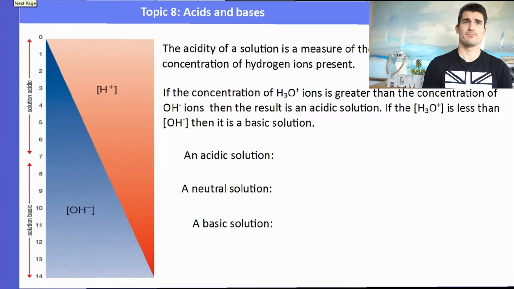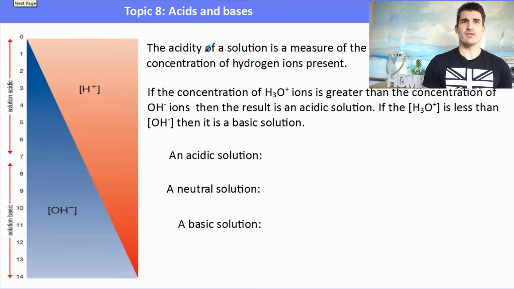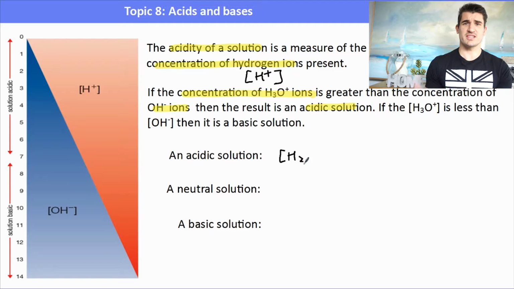So the acidity of the solution is a measure of the concentration of the hydrogen ions present. That is, the H plus ions or H3O plus ions. If the concentration of H3O plus ions is greater than the concentration of OH minus ions, then we say that it's acidic. If it's the other way around, we would say that it's basic.